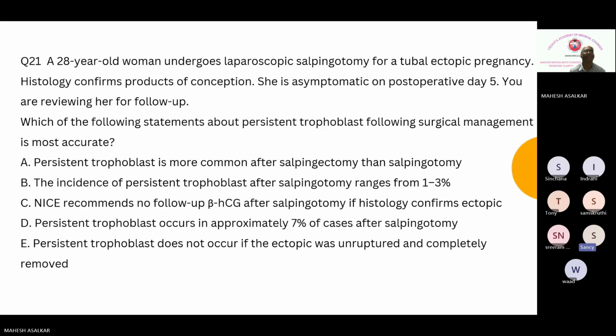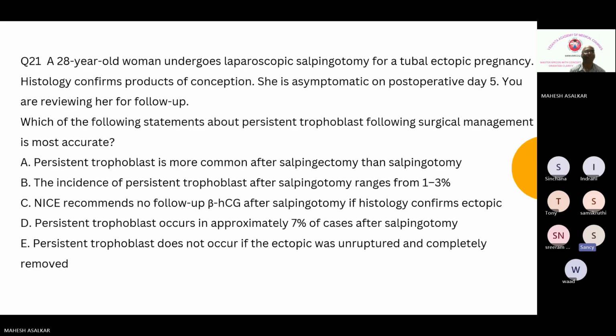A 28-year-old woman undergoes laparoscopic salpingotomy for a tubal ectopic pregnancy. Histology confirms products of conception. She is asymptomatic on post-operative day 5. You are reviewing her for follow-up. Which of the following statements about persistent trophoblast following surgical management is most accurate?